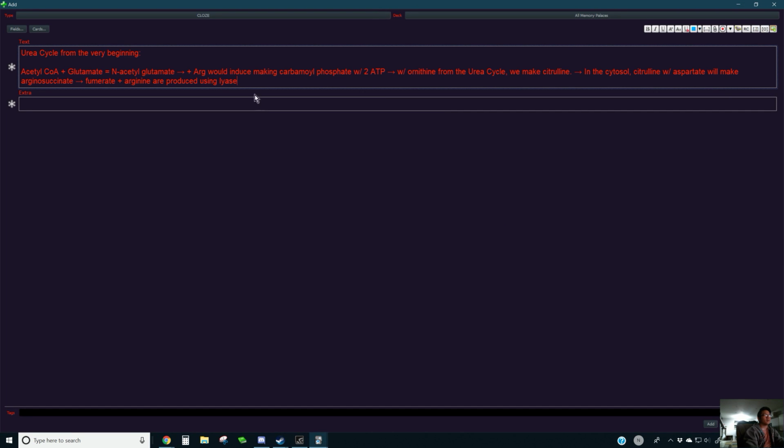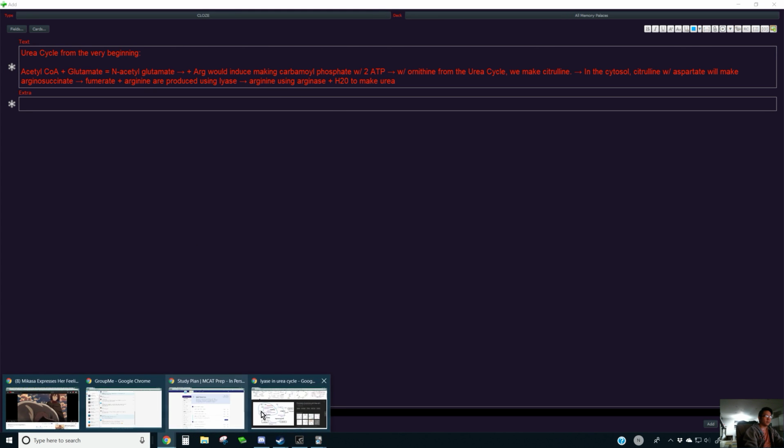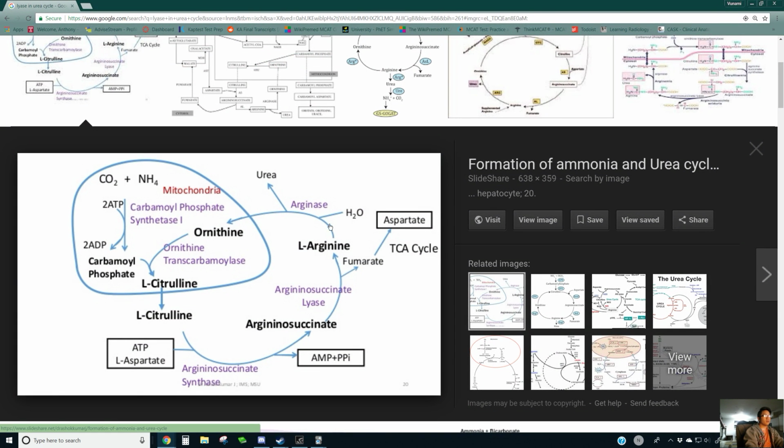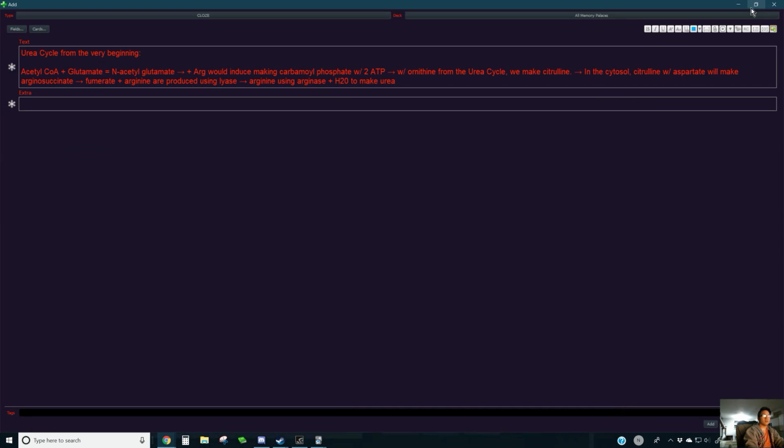Yes, that's right. We use lyase to create arginine and fumarate, and then arginine, using arginase and water, to make urea. I hope that's right. Arginase and water to make urea. Yep, that's right.